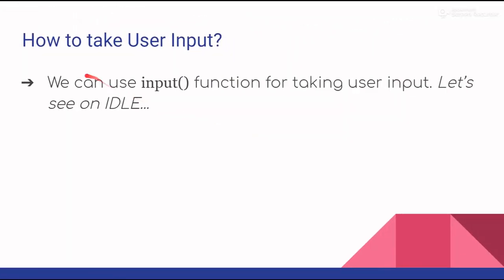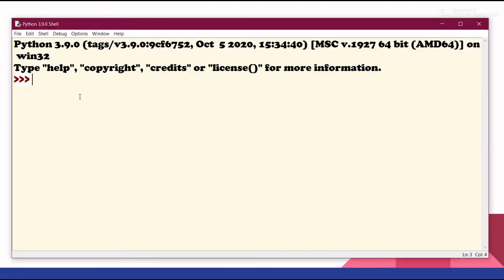Now let's see how we can actually take user input. So we can use a function called input, input parenthesis, for taking user input. Let's jump right in and check it out. So let's actually do a practical example where we would be needing the user input.